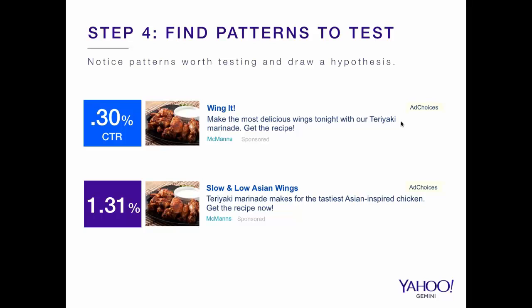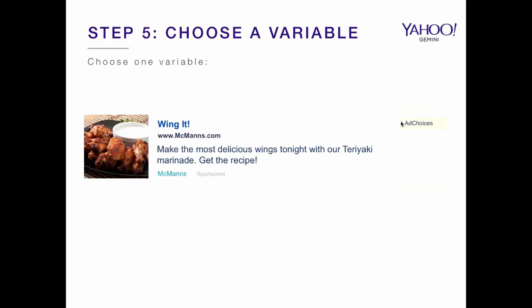Now, again, that's a hypothesis, right? This was not a test. It was a pretest. Even though the image is the same, the first body copy says, "Make the most delicious wings tonight with our teriyaki marinade. Get the recipe." And the second one says, "Teriyaki marinade makes for the tastiest Asian-inspired chicken. Get the recipe now." Similar, but again, this is both an art and a science. The art part says, here's a hypothesis, but the science part wants to run the test and make sure that our hypothesis is working. So let's move on to the next step.